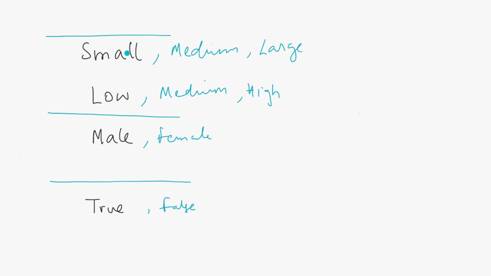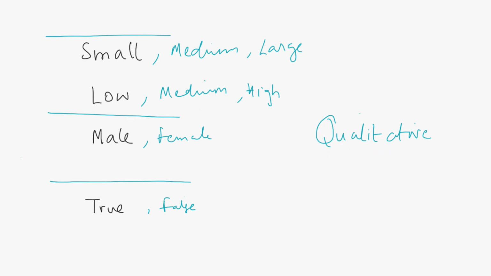So small, medium, large has some sort of order to it. This also has some sort of order to it. This doesn't have an order. This is a binary value, a true or false, or yes or no. Now, all these are defining a characteristic, like I said, and are called qualitative data types, because it defines the quality of the data.